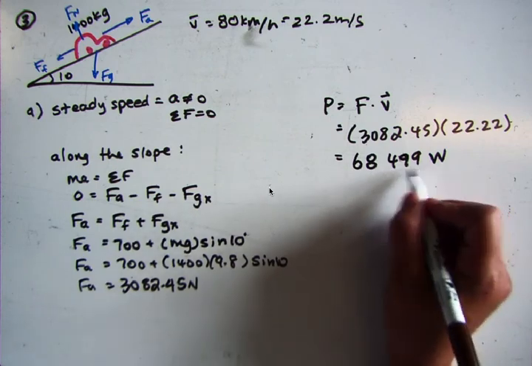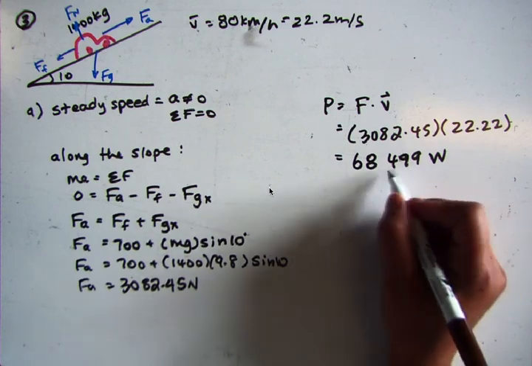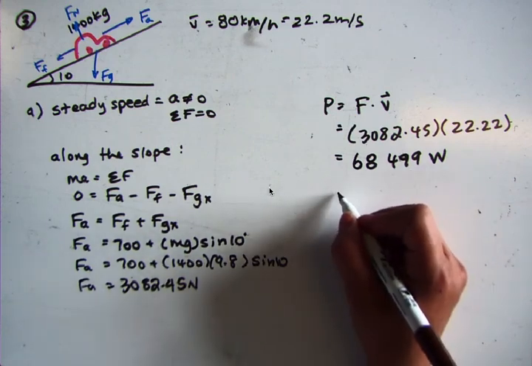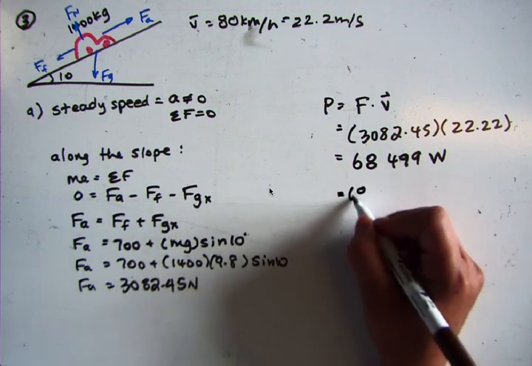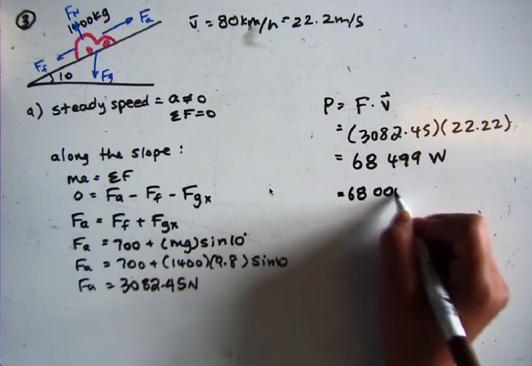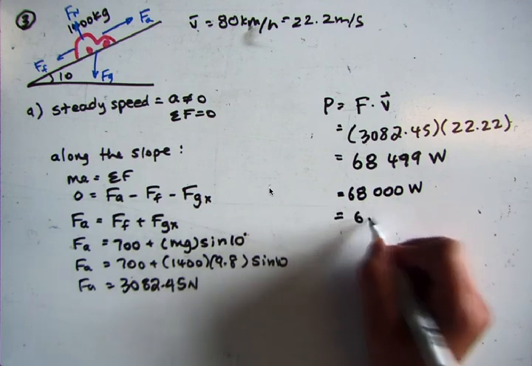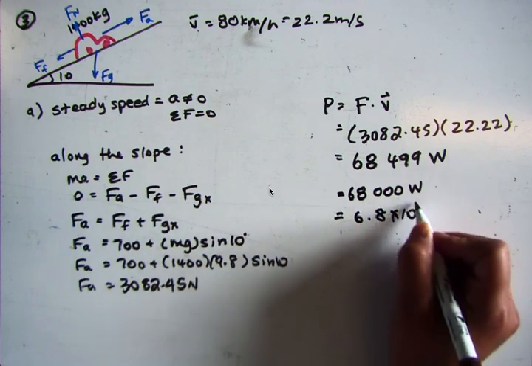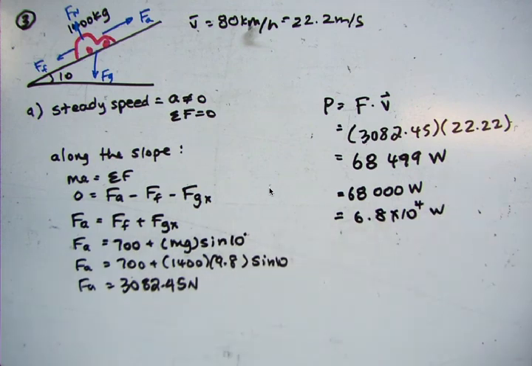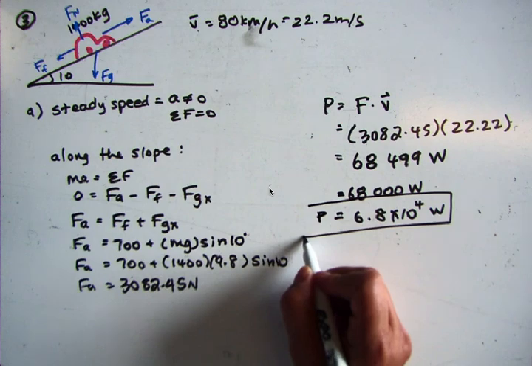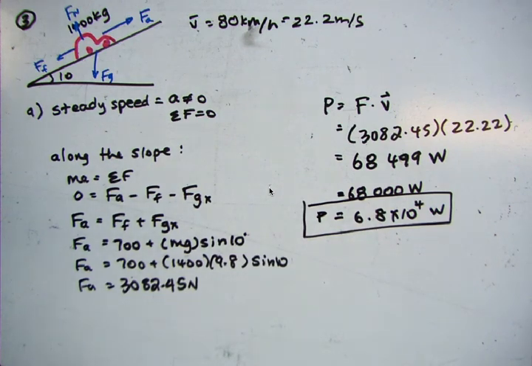So we can round this to 6,800. It would round down. So 6,800. One way to write that is 6,800 watts, or a better way to write it probably is 6.8 times 10 to the 4 watts, which is what it says on the worksheet. So that's the answer, and that's how you get it. I'll do another video for part B.